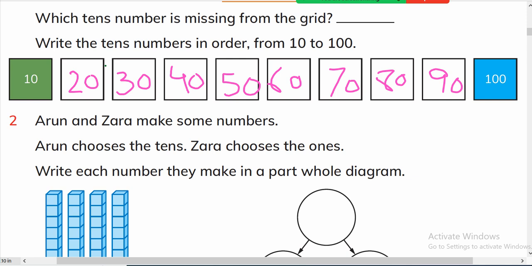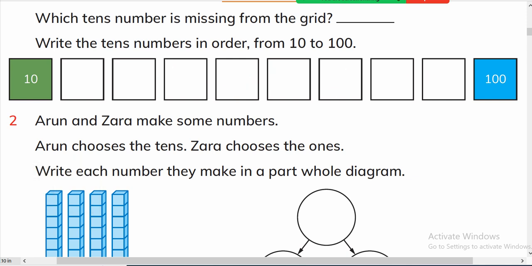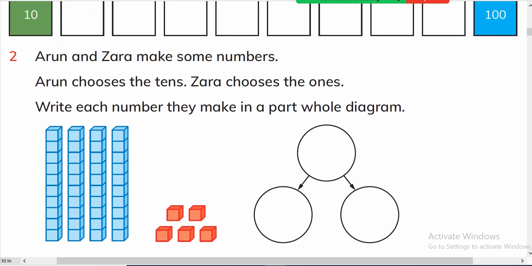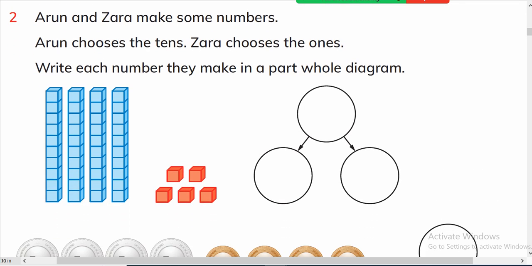Okay, now next question is Aaron and Zara make some numbers. Aaron chooses the tens, Zara chooses the ones. Write each number they make in a part whole diagram. Okay, so Aaron chooses the tens and Zara chooses the ones.